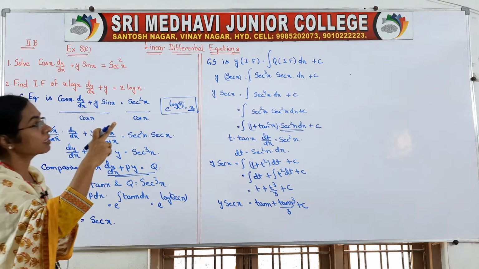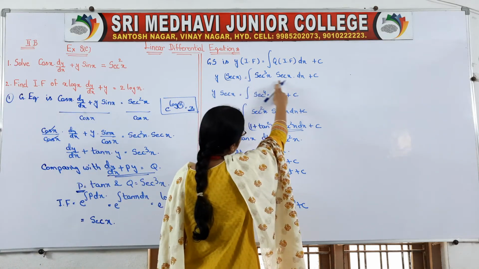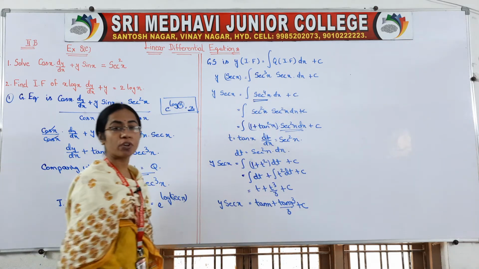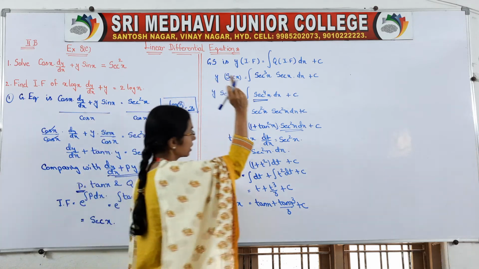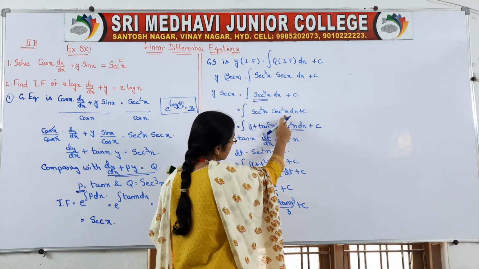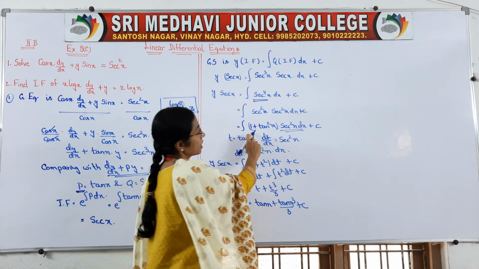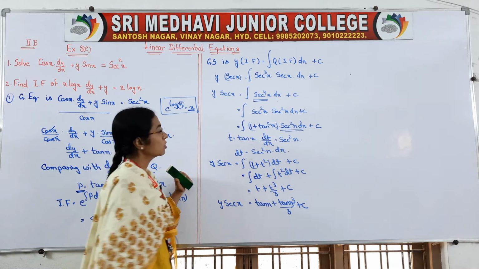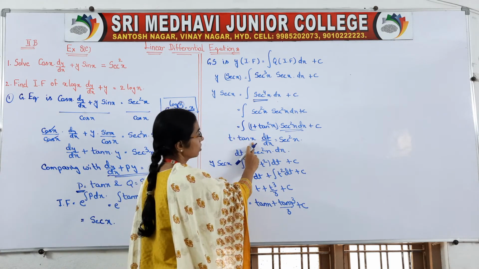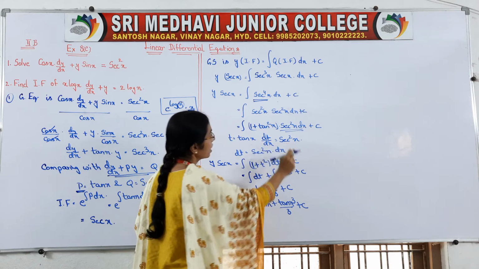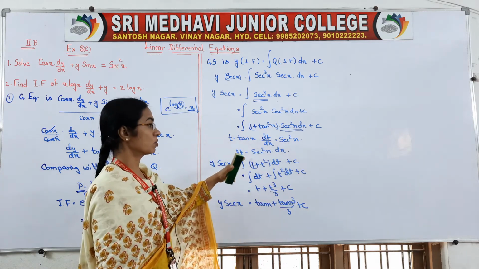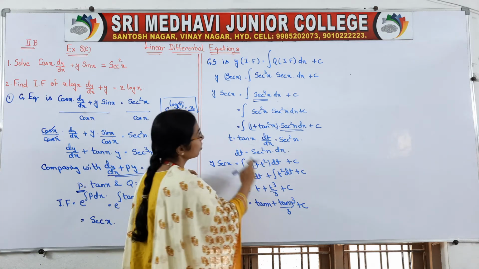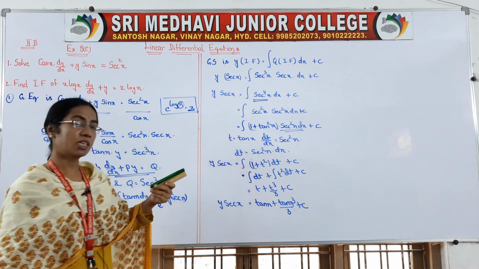y into secant x is equal to integration of secant cube x into secant x dx, that is secant to the power of 4 x dx. So, we can write secant to the power of 4 x dx as secant square x into secant square x. So, it is 1 plus tan square x into secant square x dx plus c. Okay. Let t is equal to tan x, so dt by dx is equal to secant square x. So, dt is equal to secant square x dx.